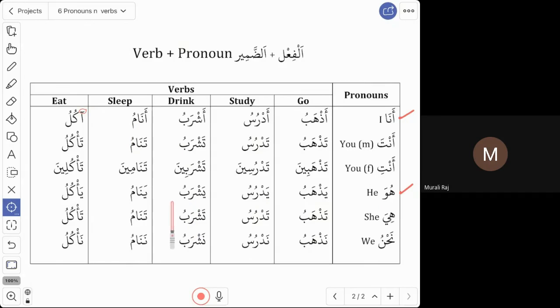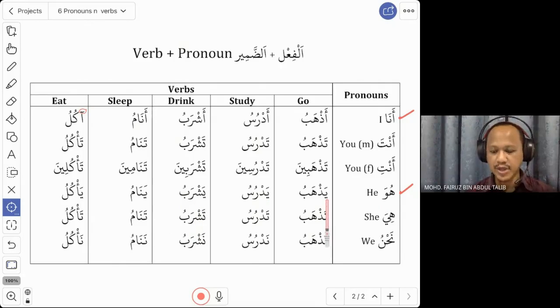Sir, can we also add huwa in front, so we write huwa yashrab? Yes, good. You can also add this huwa, just like when we use ana, you can add ana to the front of the verb. Ana azhab, the same thing. You can say huwa yazhab, or you can skip huwa and just say yazhab, then that is for huwa as well. So you have two options. Huwa yazhab or you just say yazhab. Huwa yadrus or just yadrus. Huwa yashrab or you just say yashrab.